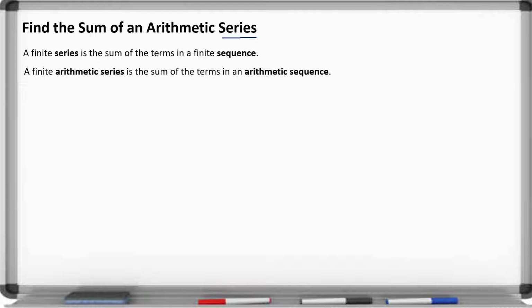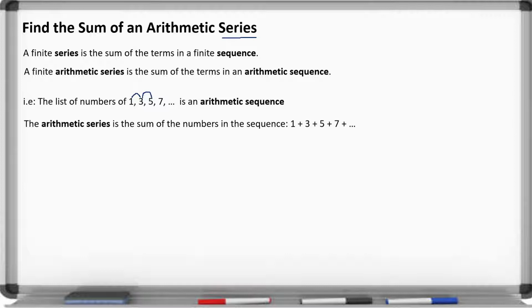So here's an example. Let's say we want to look at the sequence 1, 3, 5, 7. Well, we know that it goes by 2's here. 1 plus 2 is 3, 3 plus 2 is 5. So this is actually an arithmetic sequence. Now, it's called an arithmetic series if we actually sum the numbers in the sequence, like 1 plus 3 plus 5 plus 7, and so on. If we add up those numbers, it automatically becomes a series.